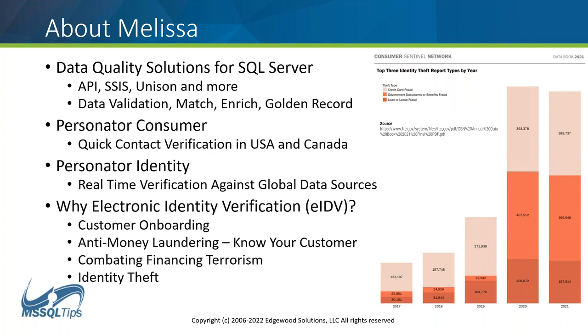And why is this really needed? Well, I think the chart on the right really paints the picture. So this is data from the FTC, Federal Trade Commission here in the United States from 2017 to 2021. And the data is related to credit card fraud, government documents, or benefits fraud. And then the third area is actually loan or lease fraud. When you look at the bar chart there, it just jumps, massive jump from 2019 to 2020 in fraudulent transactions.